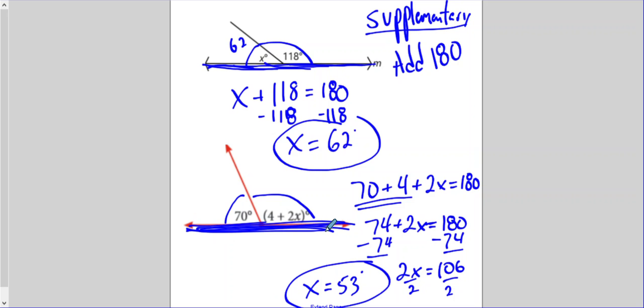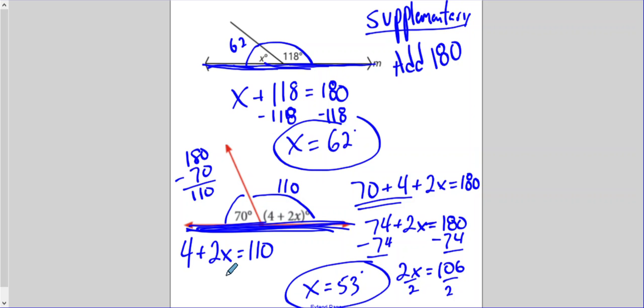I could have probably found that a little bit easier, though. If this is 70, that means this has to be 110. That tells me that angle. So another equation that I could have set up is that 4 plus 2x equals 110.